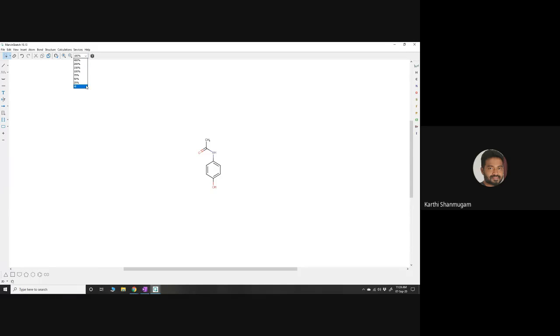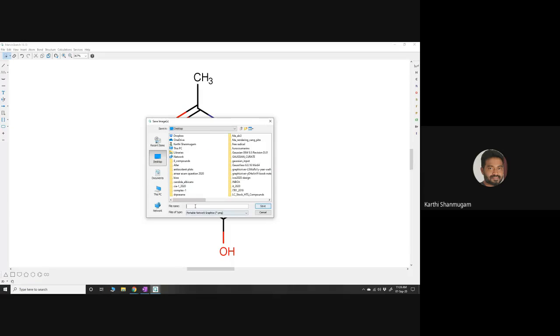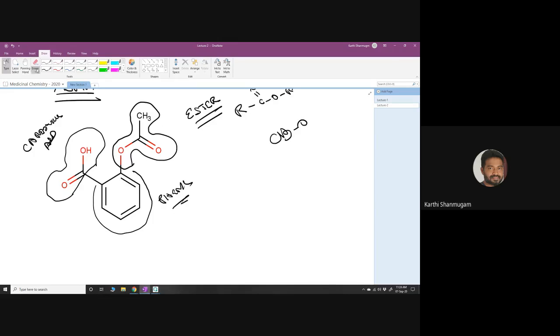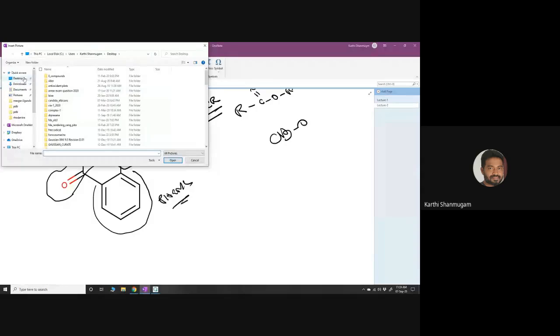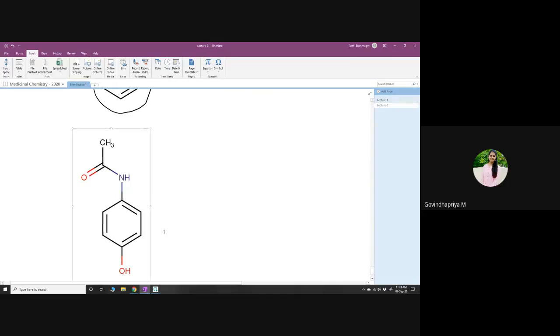Again, this is another simple drug molecule. Does anybody know the name of this drug? Paracetamol, sir. Okay, this is paracetamol. Again, you have to tell what the various functional groups present in this molecule are. Secondary amine. Hydroxyl group, sir.